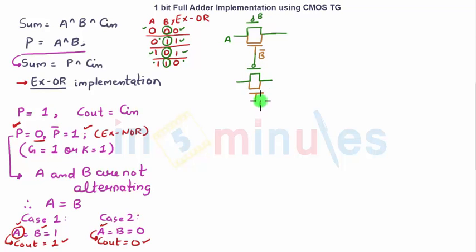And this is going to be B. So if B is equal to 1, we just saw that our output is nothing but A bar. And this is going to be my output A XOR B, which is nothing but propagate in this case. I have implemented my propagate signal.